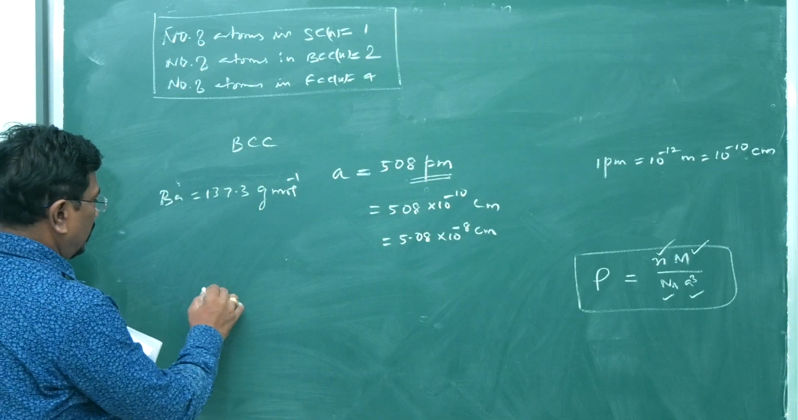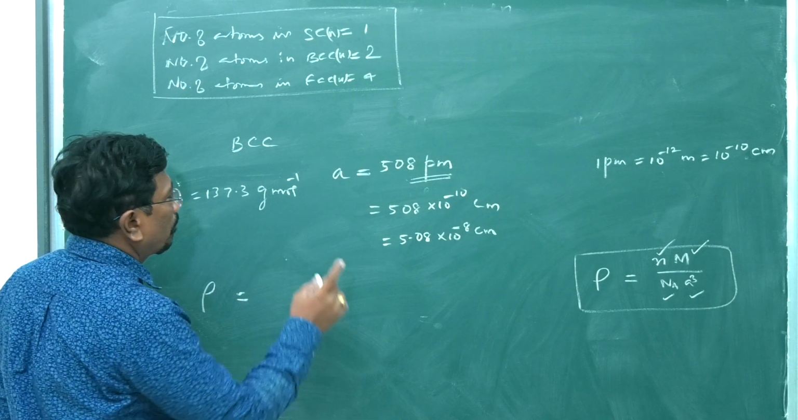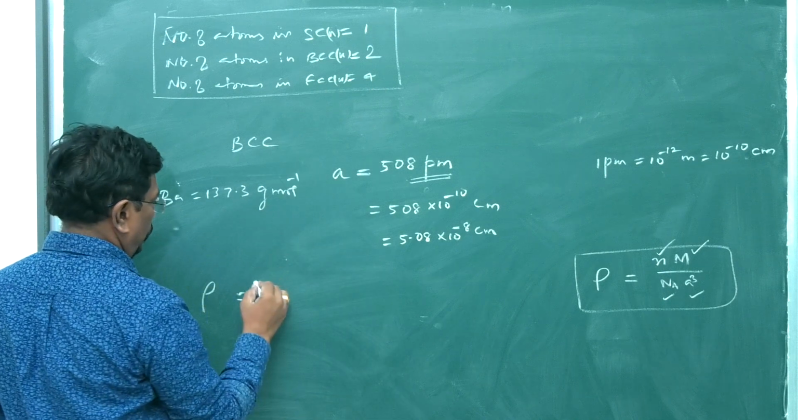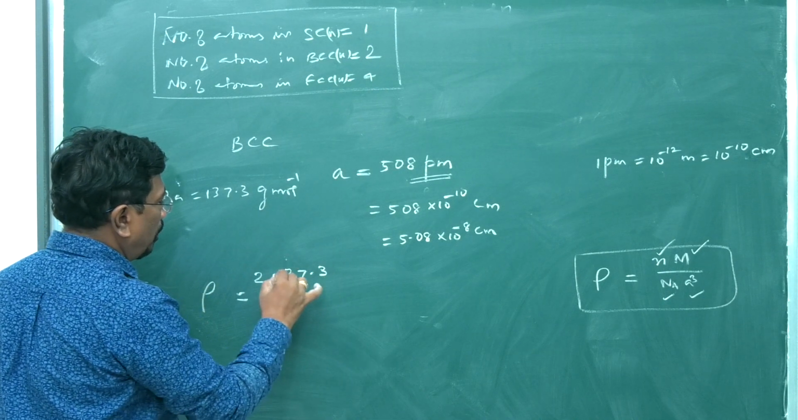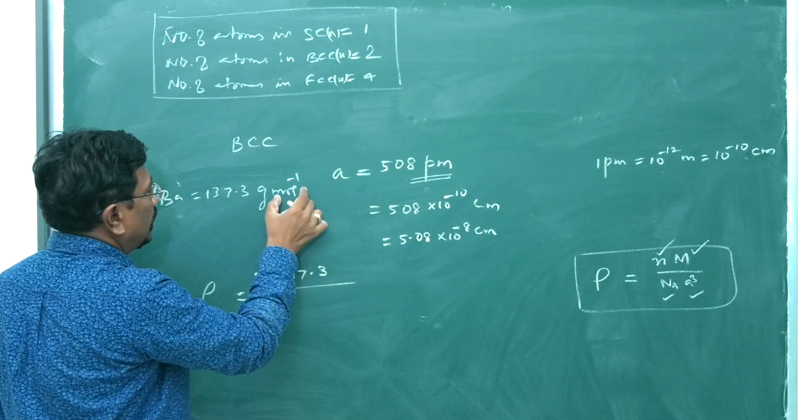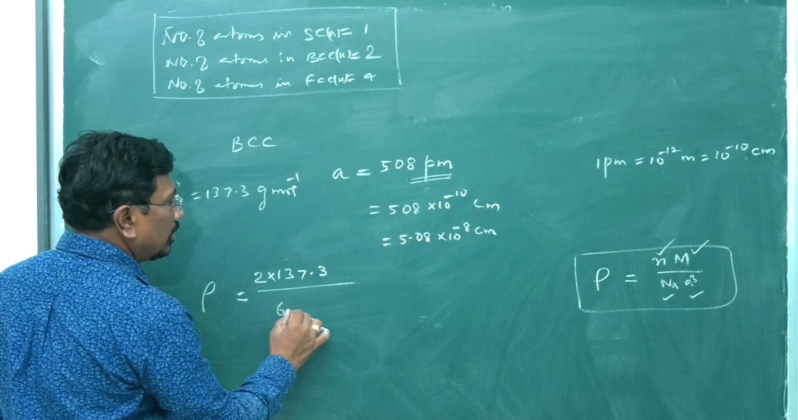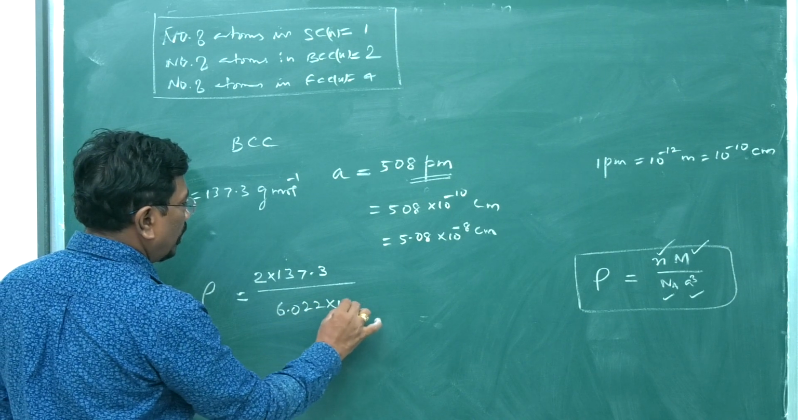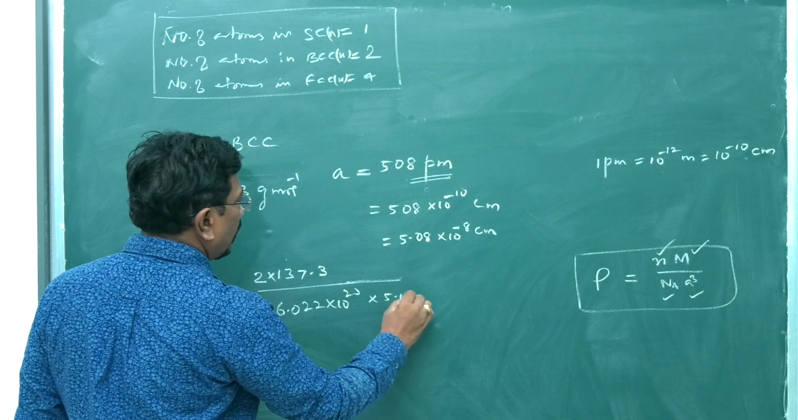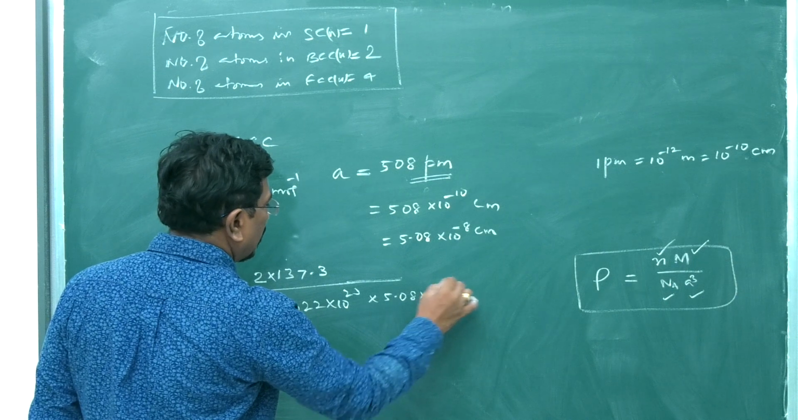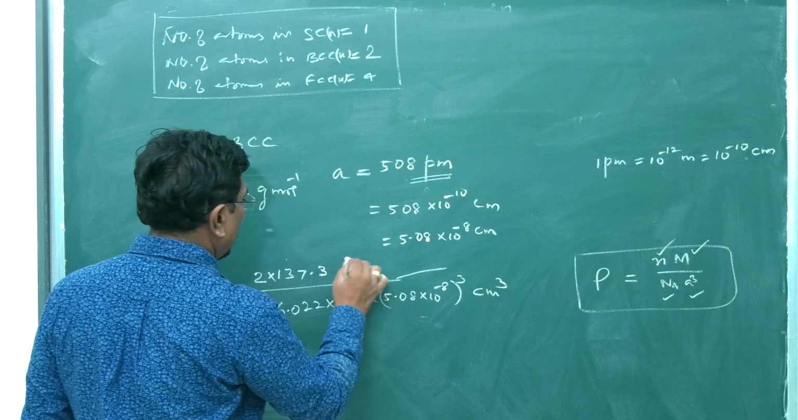Now, density is asked. Rho is equal to n M divided by N A a cube. What is the value of n? For BCC, it is 2. Molar mass 137.3 gram per mole. It is for 1 mole, has to be calculated for 1 atom, therefore 6.022 into 10 power 23. What is the value of A? 5.08 into 10 power minus 8 centimeter, whole cube. Centimeter cube.